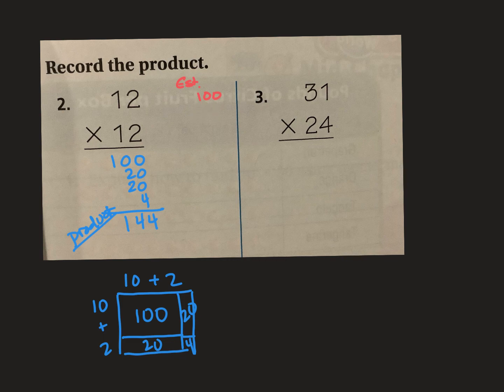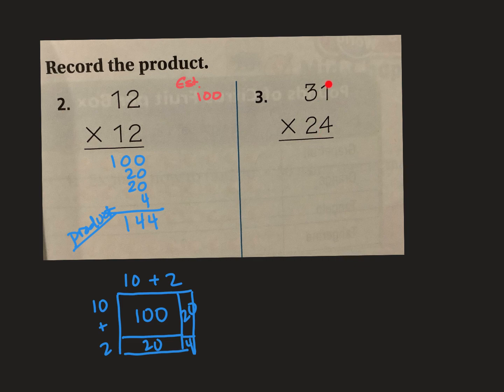Let's look at this one. Let's do that rounding again, that estimating, because we want to get good at it. 31 is between 30 and 40, but it's closer to 30 than it is to 40. I round that to 30 in my head. 24 is between 20 and 30. It's kind of almost in the middle of 20 and 30, but it's closer to 20 than it is to 30, so I round that to 20. So I have 30 times 20 as my estimate.